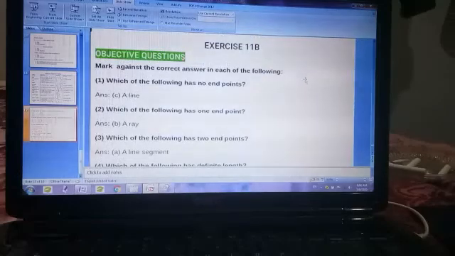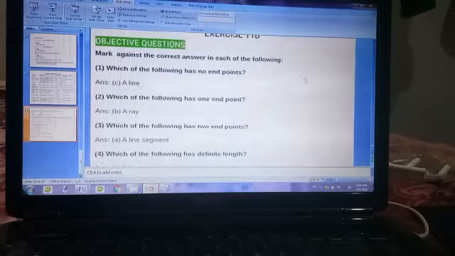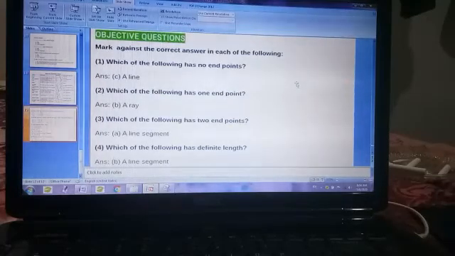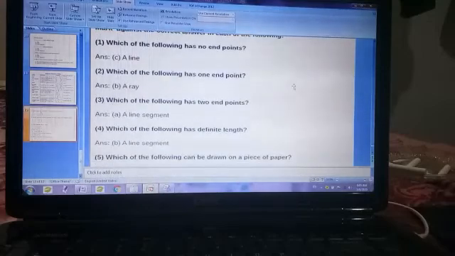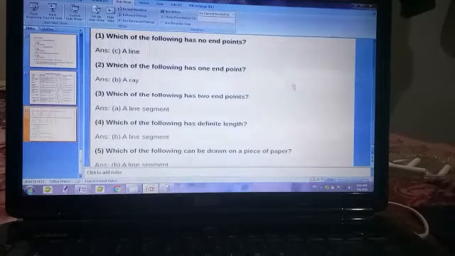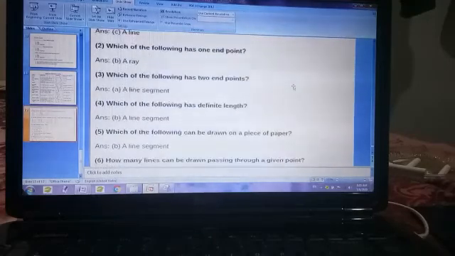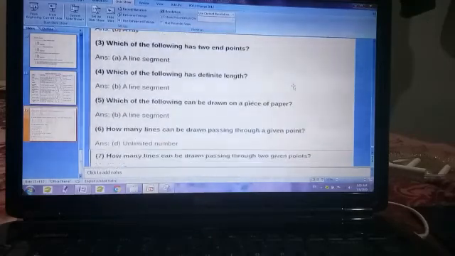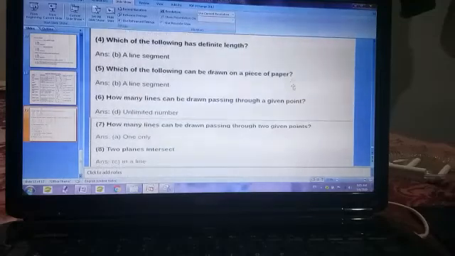See exercise 11b. Objective questions are there. Mark against the correct answer in each of the following. Which of the following has no endpoint? Out of the 4 options, we can find a line. A line has no endpoint. In the second one, which of the following has one endpoint? A ray has 1 endpoint. Two endpoints, it is a line segment. Which of the following has definite length? It is of course the line segment.